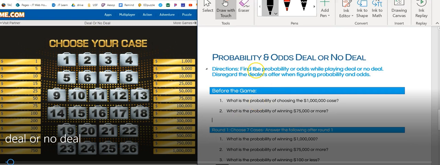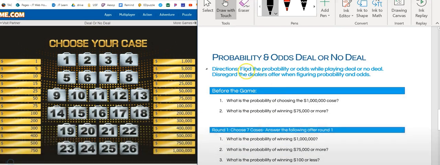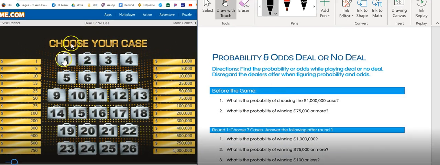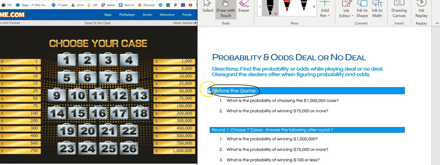What we're going to do is find the probability of doing certain things. I'm going to go over the first 2 rounds for you, before the game and in round number 1, and you're going to finish off the game. Like I said, you have to choose your own case first. I really don't care which one you pick, but please do that first. Please answer these questions before you choose anything else.